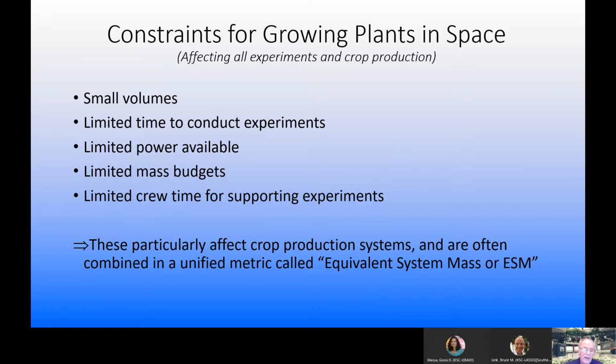Now, the life support community has combined all these kinds of constraints into a more unified metric they call equivalent system mass. We don't need to dwell on that much, but as you begin to think about future systems, if you do produce plants for food and other life support commodities, how do you compare these with other technologies? This equivalent system mass, or ESM, metric is one way that's done. That's just a side comment.